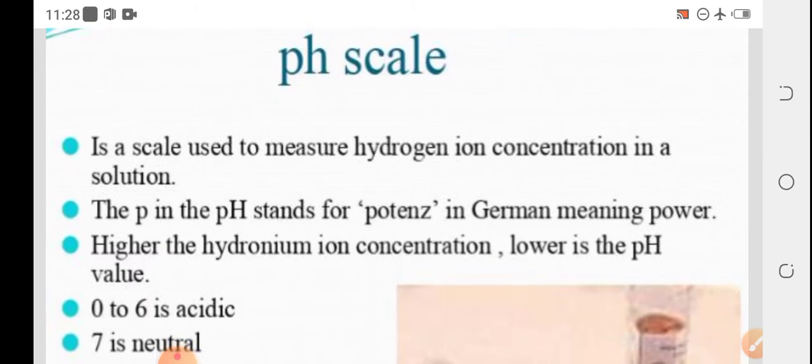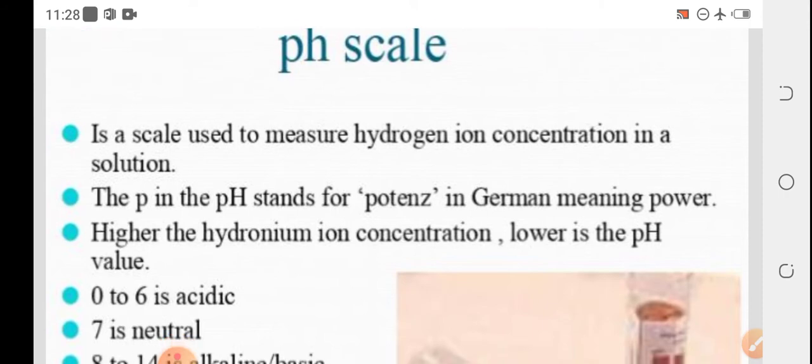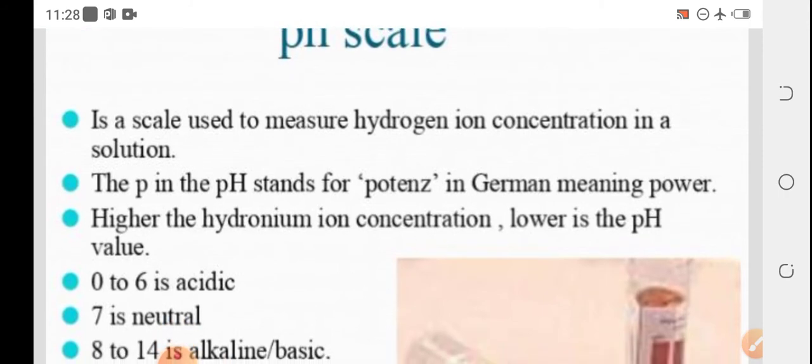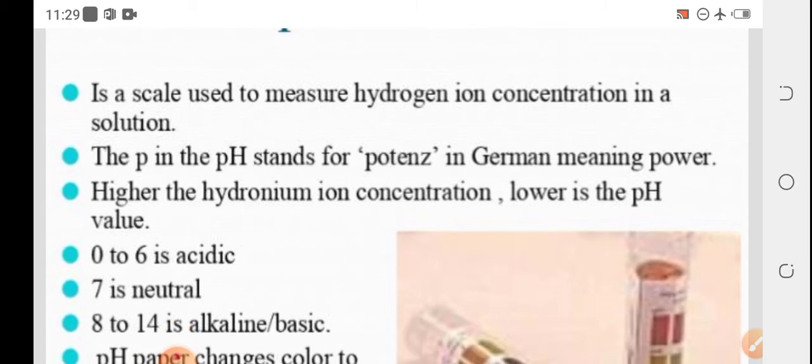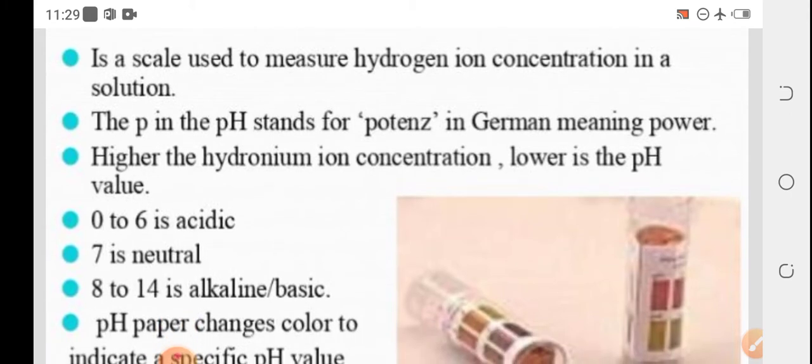Let us move to another topic, the pH scale. This scale is used to measure the hydrogen ion concentration in a solution. The P in pH stands for potential. It is a German word, and the meaning is power. The higher the hydronium ion concentration, the lower the pH value.